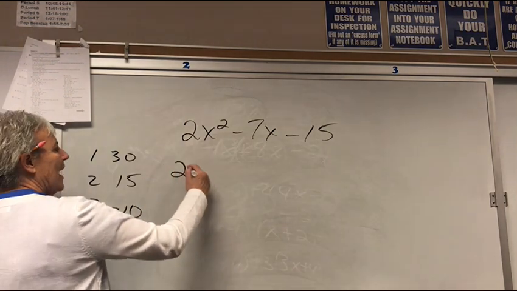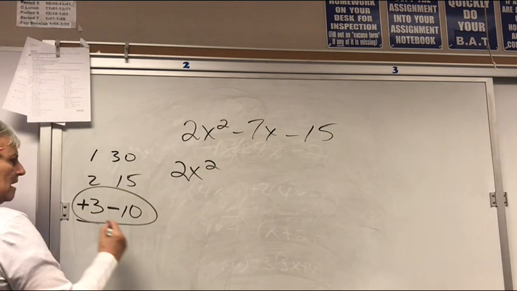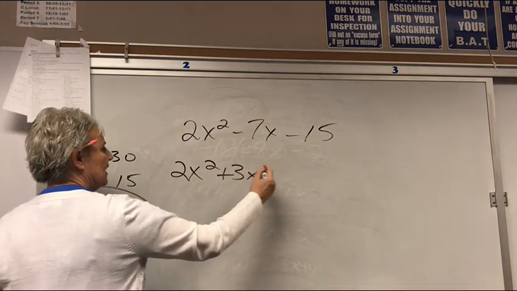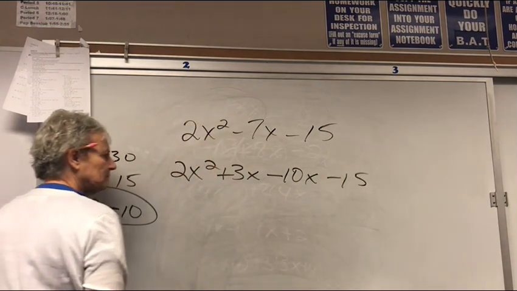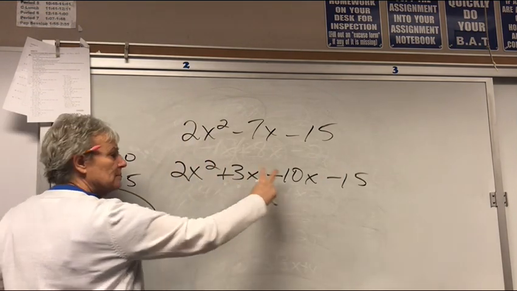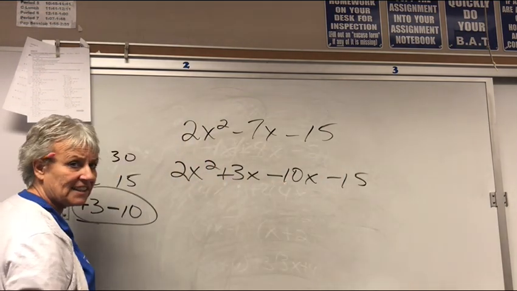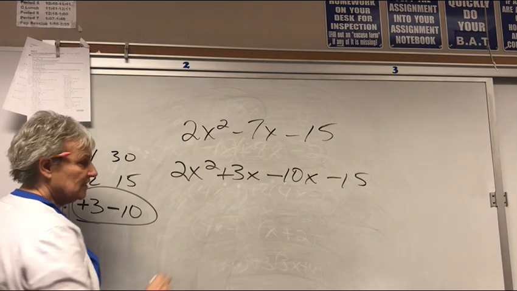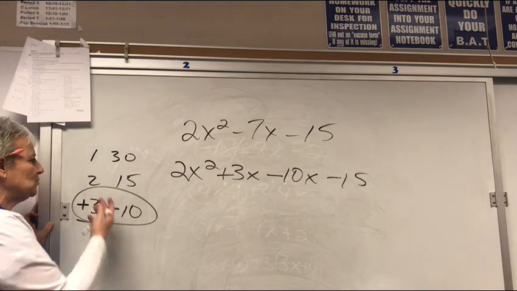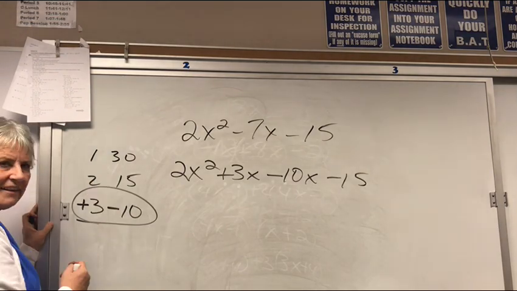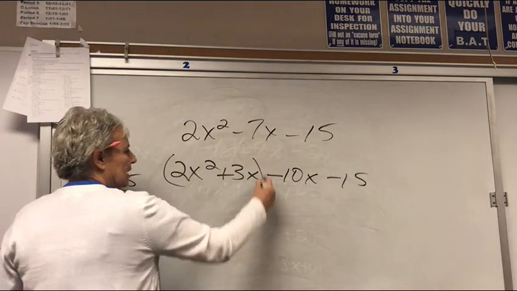So 2x squared, positive 3x, negative 10x, minus 15. If you put negative 10 here and positive 3, you're going to get the exact same answer. It doesn't matter which one you write first. I usually have the smallest one first because I do it in order like that. I don't care. Group it.